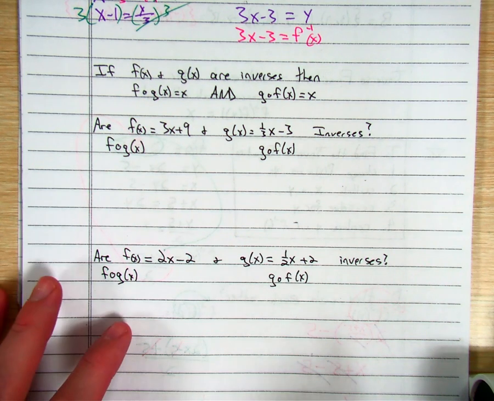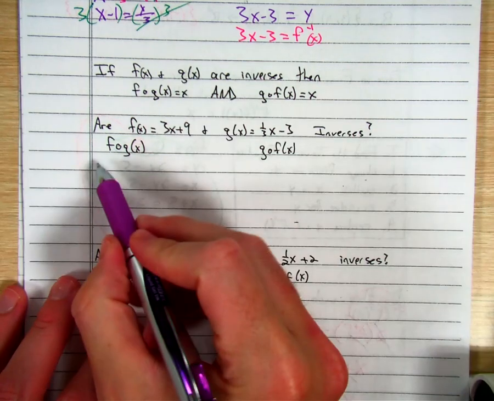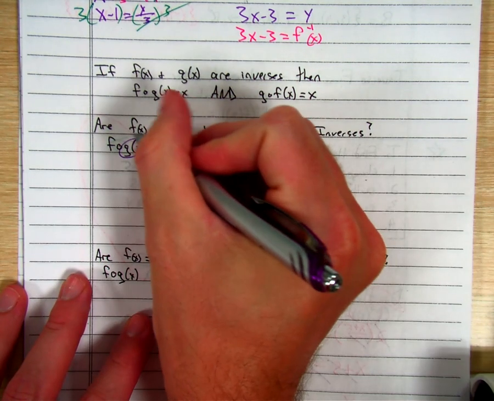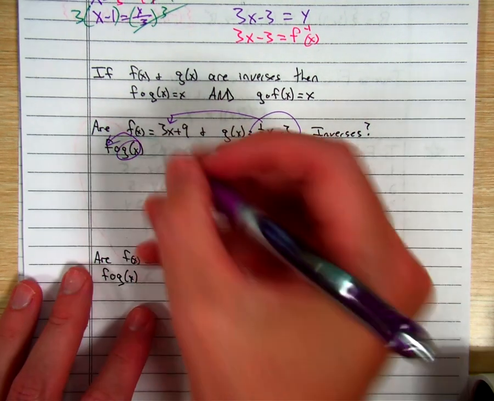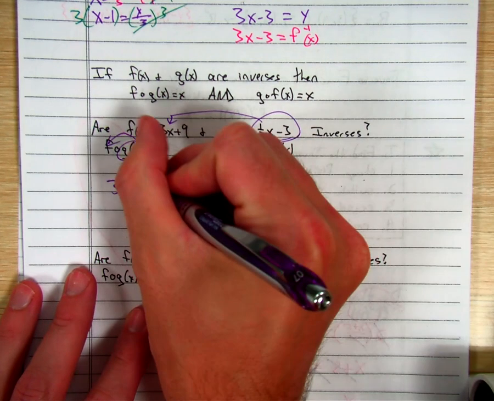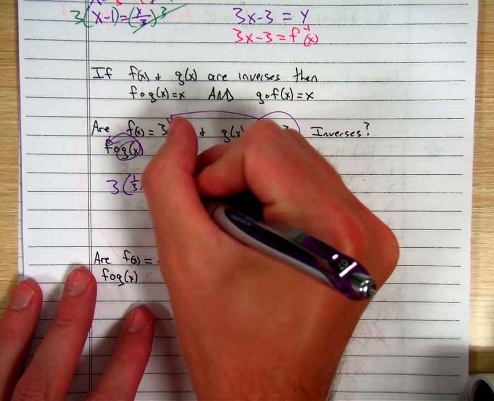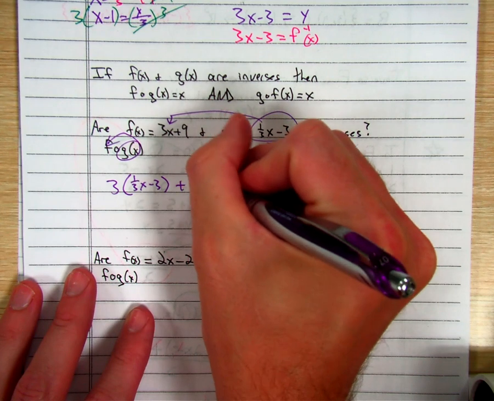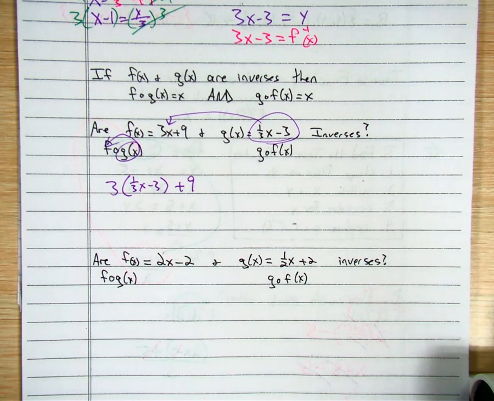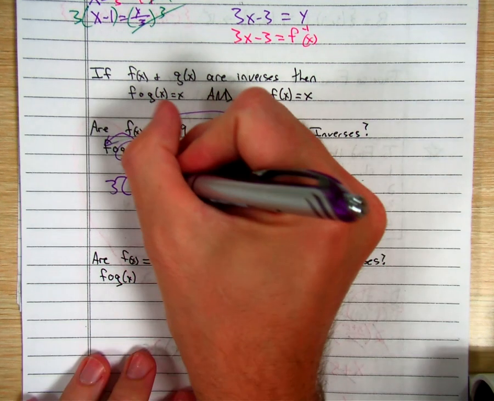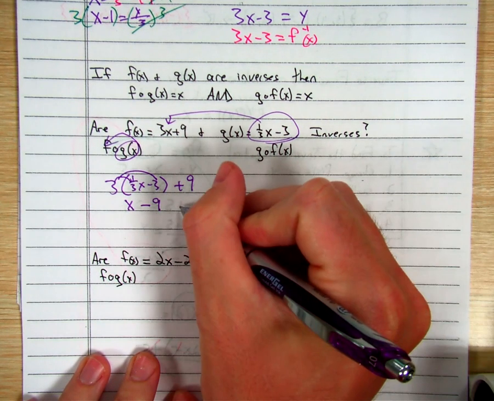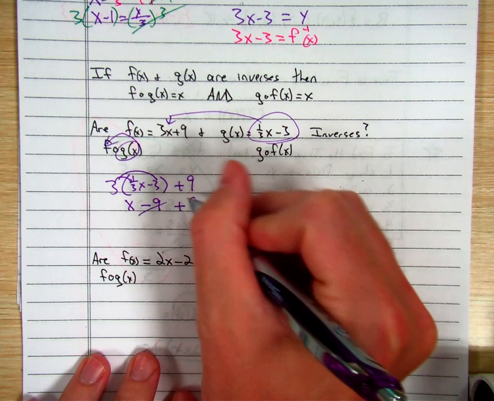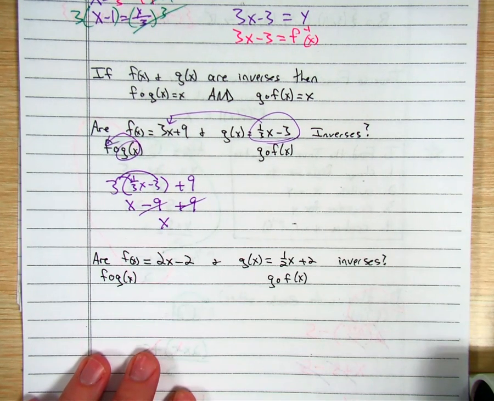Alright, welcome back. Let's see how you did. f of g of x. We're going to take g of x and put it into the f equation. So we have 3 times (1/3 x minus 3) plus 9. Okay, when I take that 3 times through, we'll get x minus 9. And then we have that plus 9. We just get x. Fantastic.